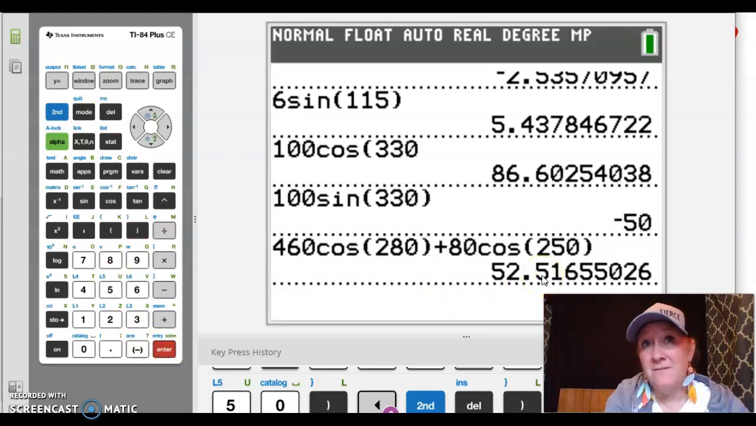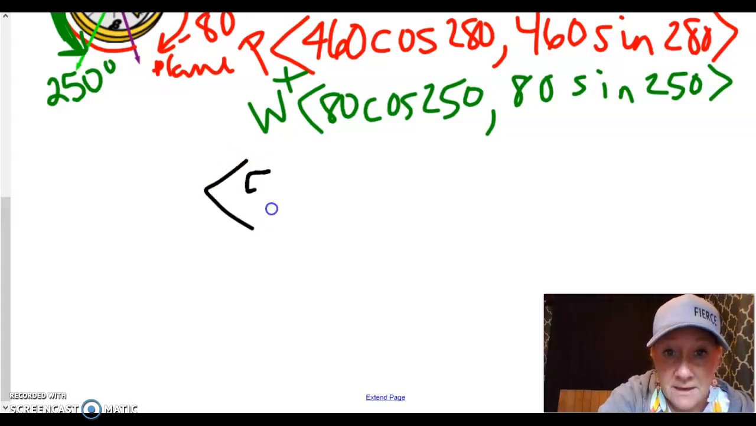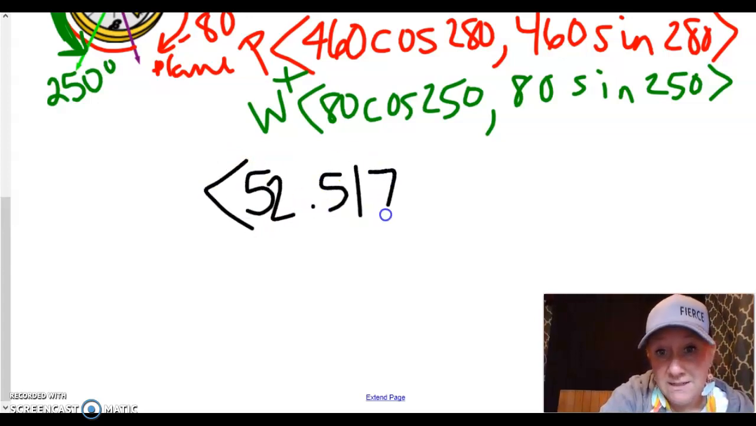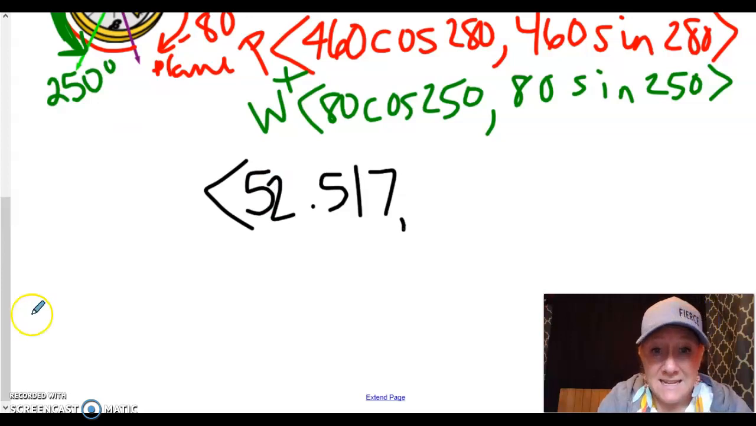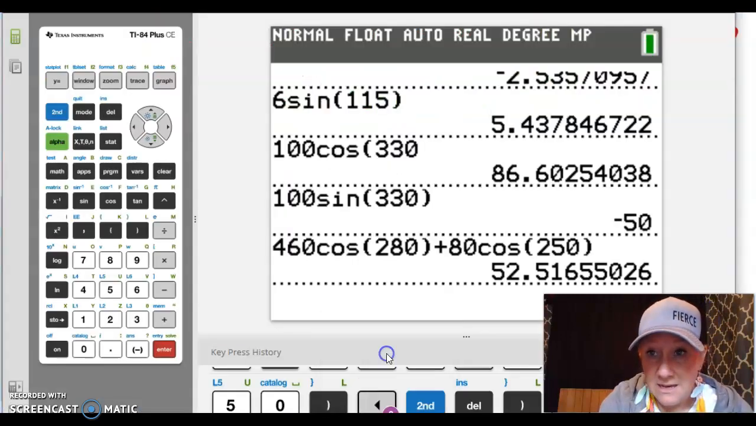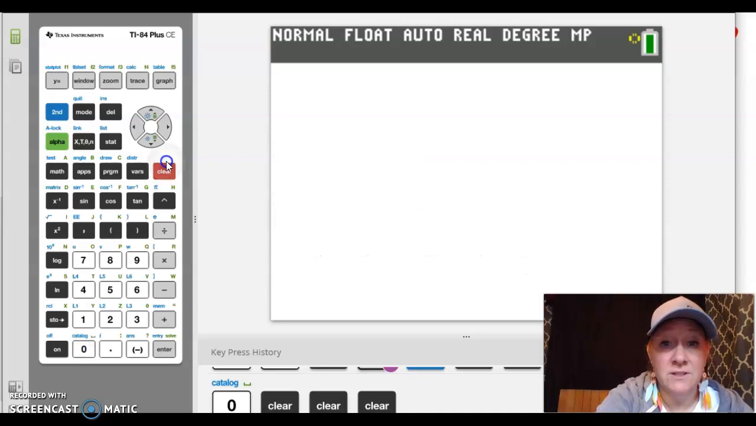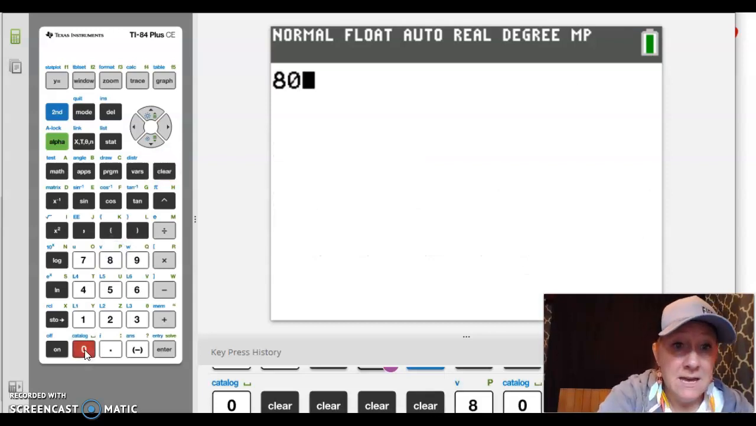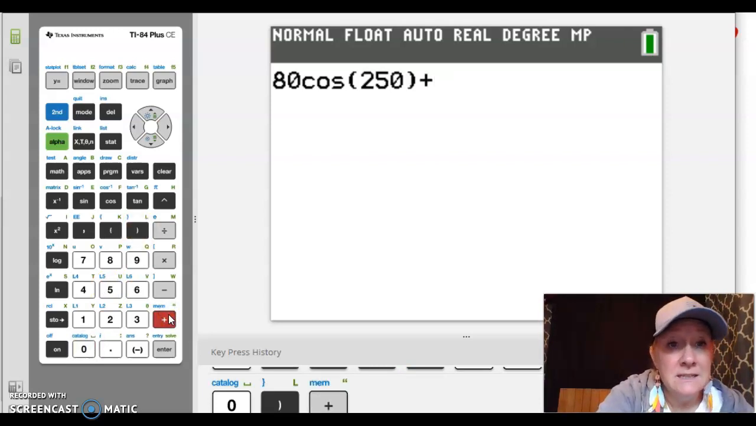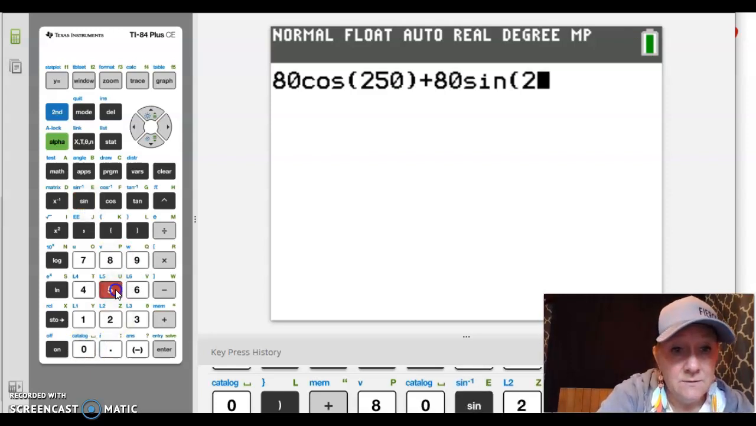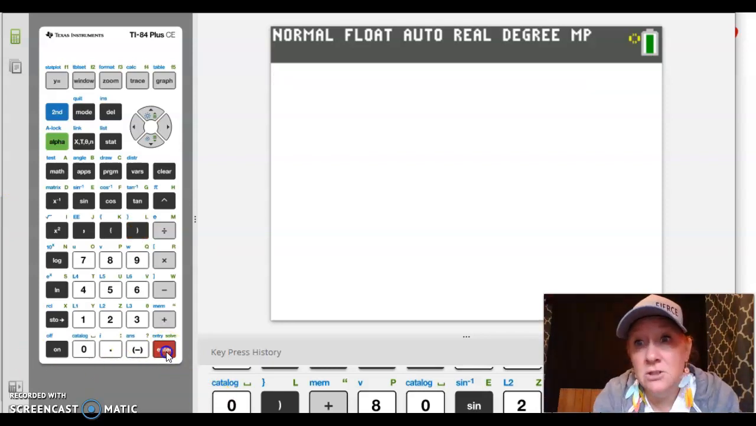So 52.517. So that's kind of where that part of the vector, like the x direction, is going to be. And then for the y direction, I'm going to do my 460. No, it's not 460. It was 80 miles per hour, and my angle was 250. Close the parentheses this time. Plus 80 sine 250. So if you didn't close the parentheses and you got the same answers, you just learned something. If you got different answers than me, it might have been the parentheses issue.